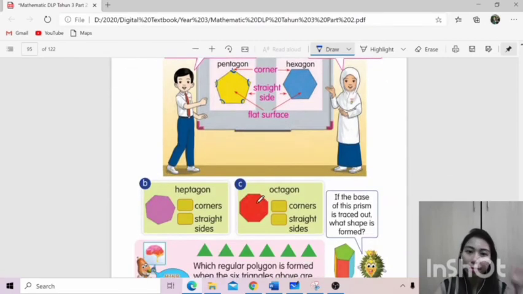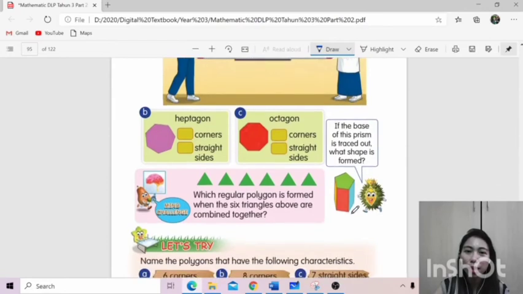So memorize it. If the base of this prism, so this is a prism, is stretched out, what shape is formed? So I will take the base. The base is in this shape.